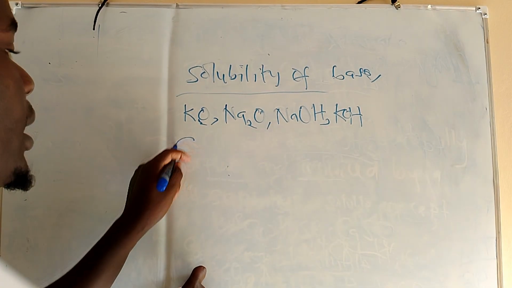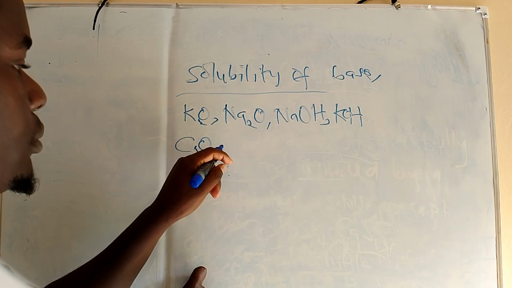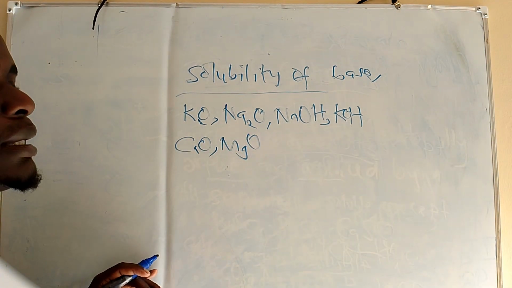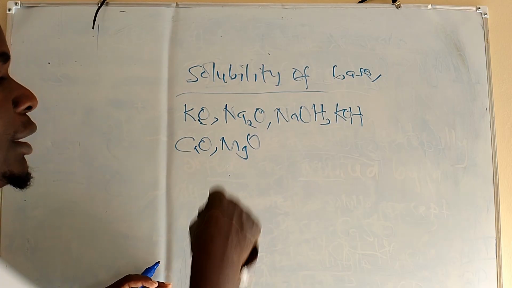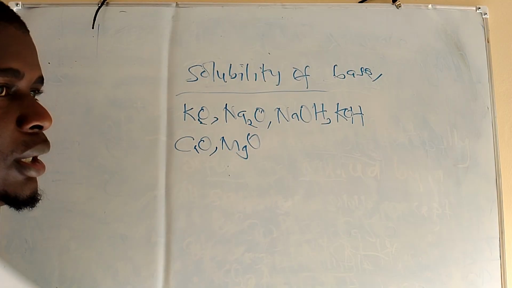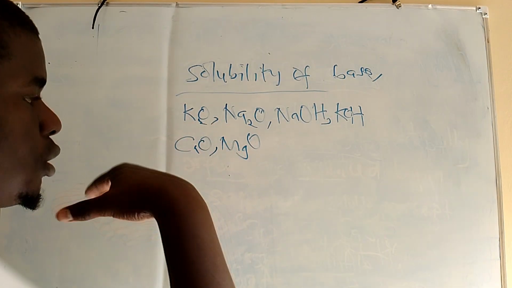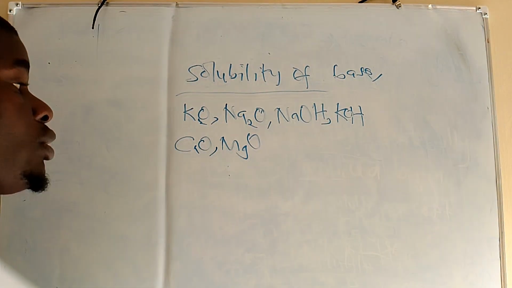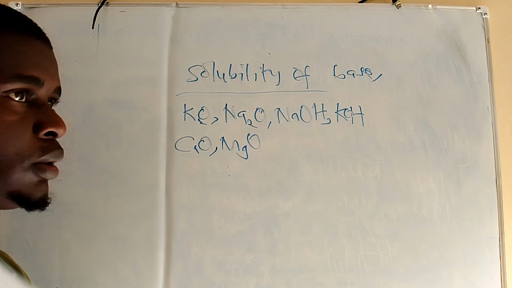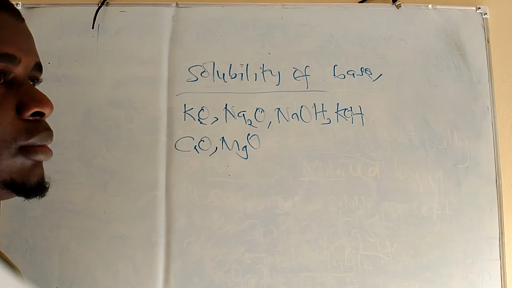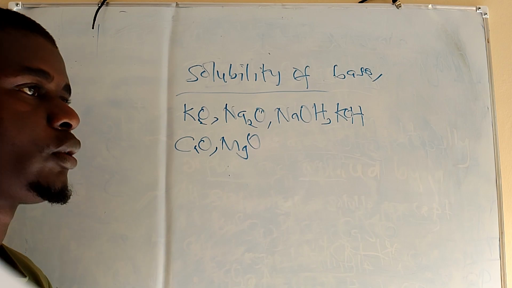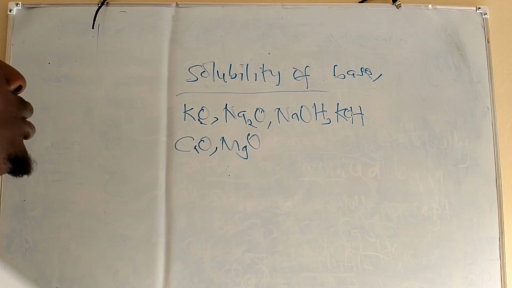So if you come to calcium oxide, magnesium oxide, and their corresponding hydroxides, they are slightly soluble. So in the reactivity series, the oxides of metals below magnesium are insoluble. You talk of lead 2 oxide, the likes of copper 2 oxide, all those ones, they are insoluble.